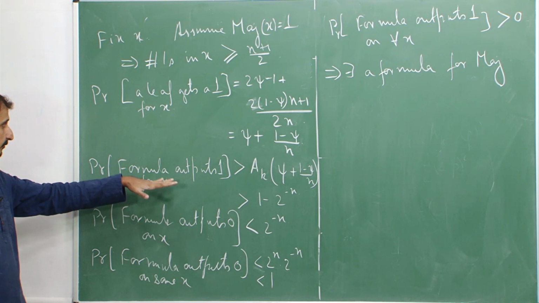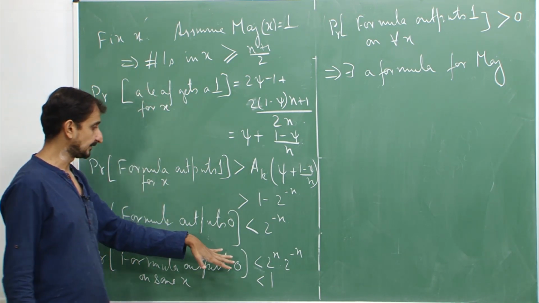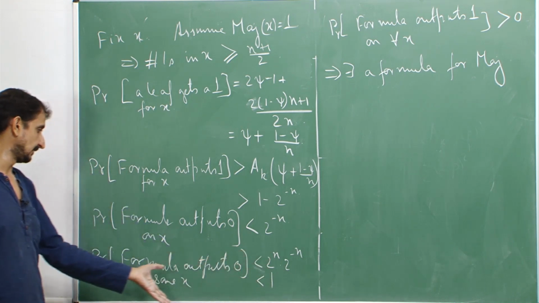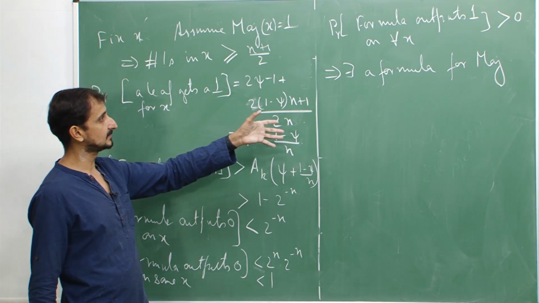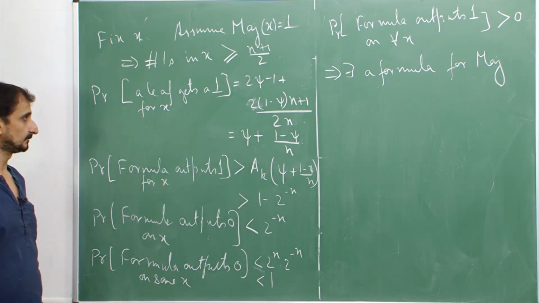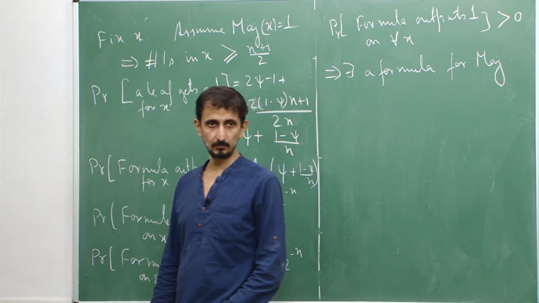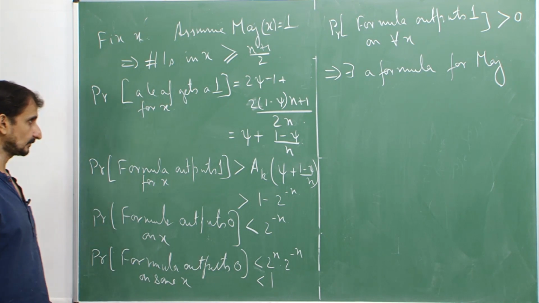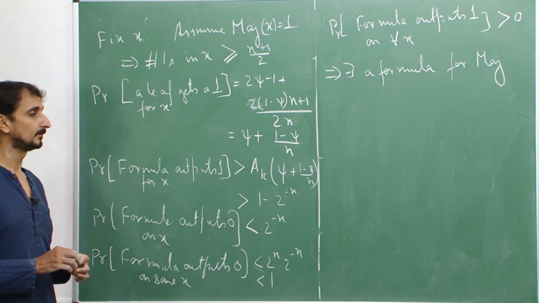This argument is exactly the same as what we gave for Andreev's function. This is the standard argument, applying the union bound and showing that the probability that there exists a formula that works for all x is greater than 0, which means that there is some formula which is there. So, this completes the proof of the entire theorem. Sorry, I actually overshot the time, but I wanted to complete this proof.